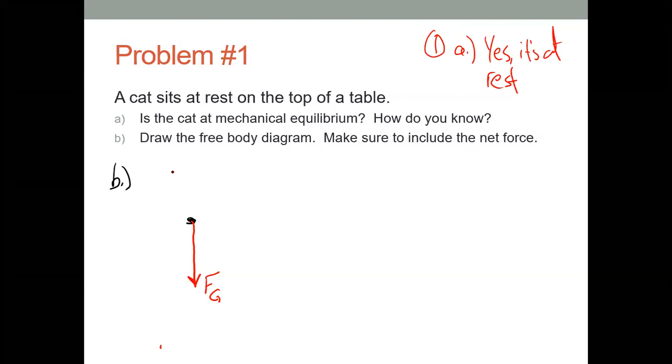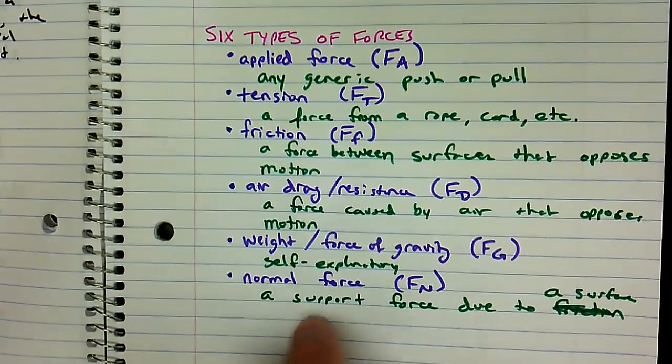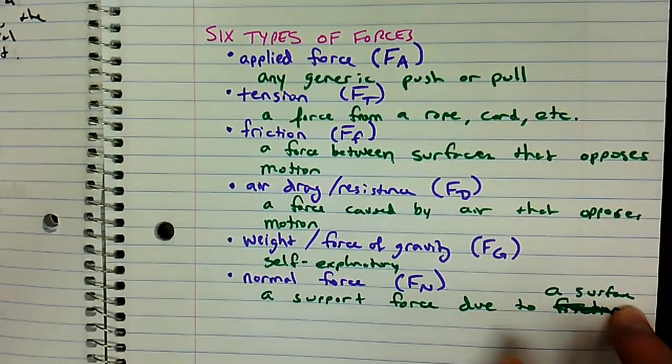So normal force just means... what did I write? I wrote the wrong thing. Did I write a support force due to friction? That's wrong. It should say a support force due to a surface. I'm sorry, that's my fault. No wonder we didn't get it because I wrote the wrong thing. So let me just change my video for a second. So change this definition. Normal force should say a support force due to a surface.